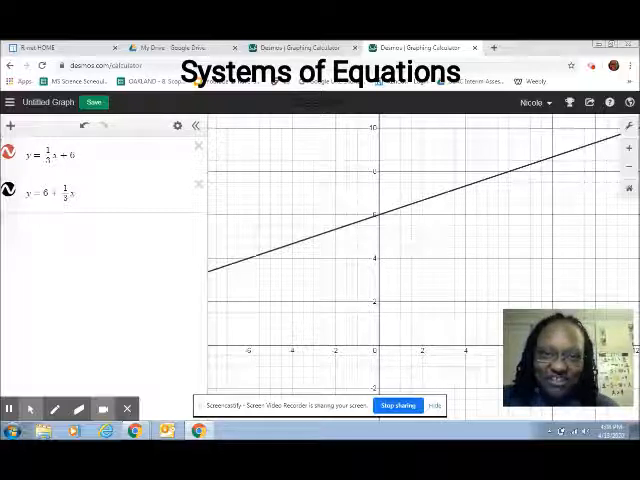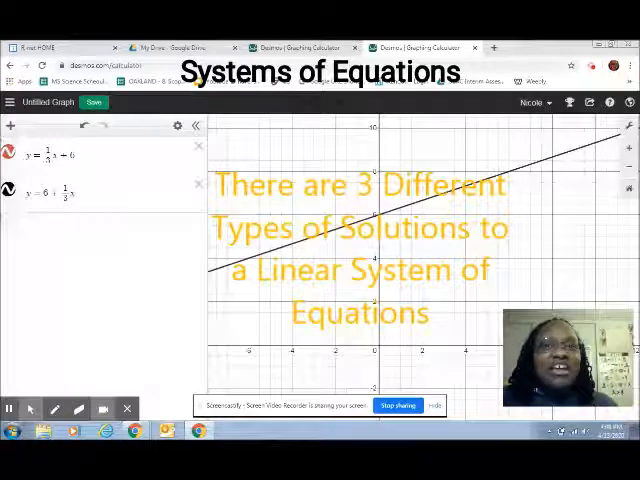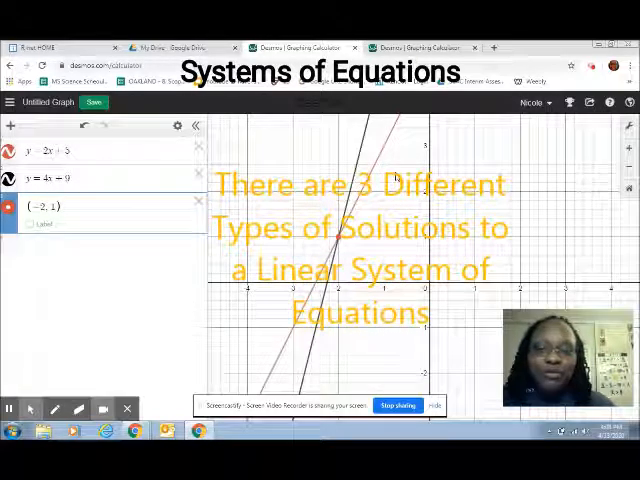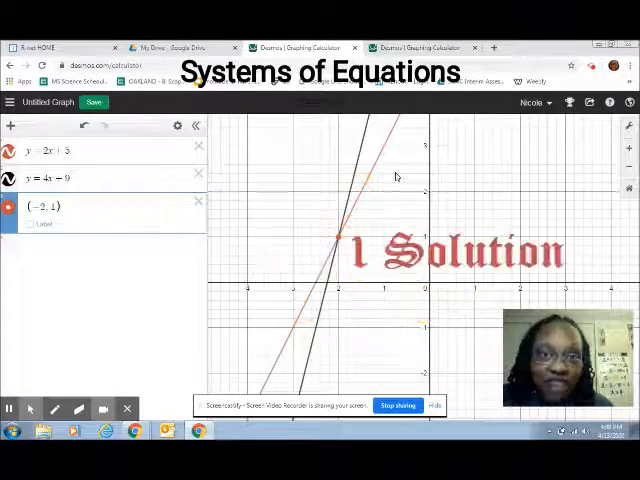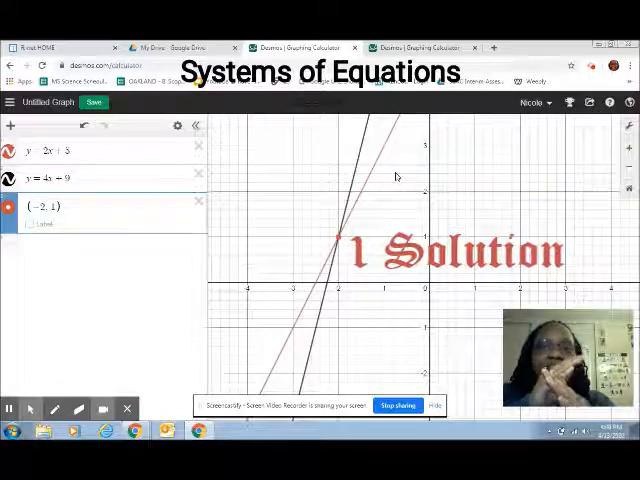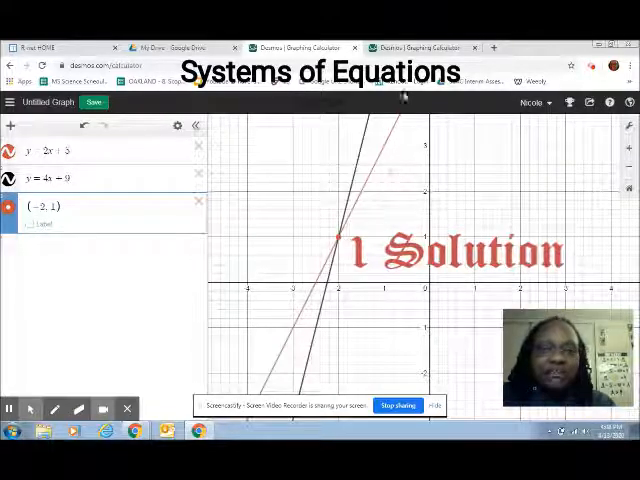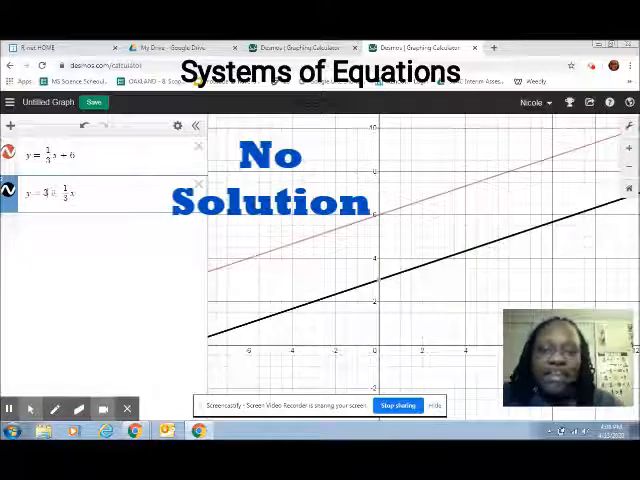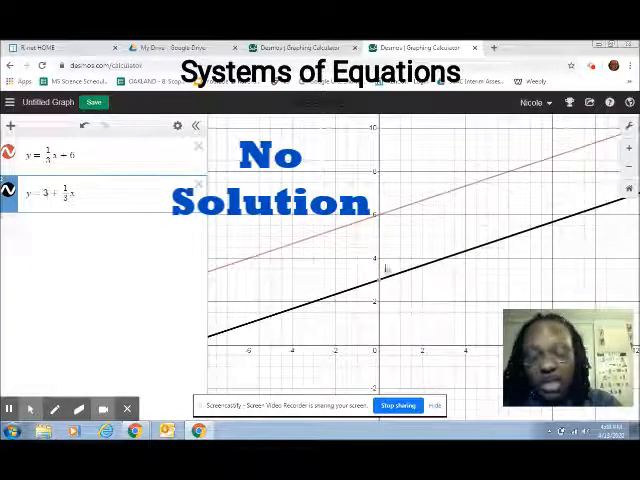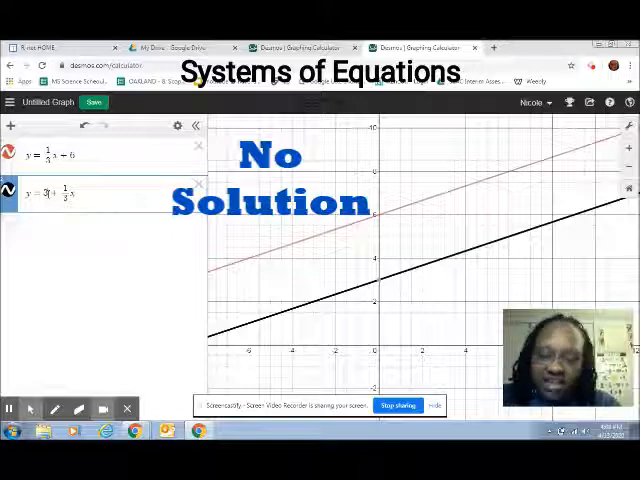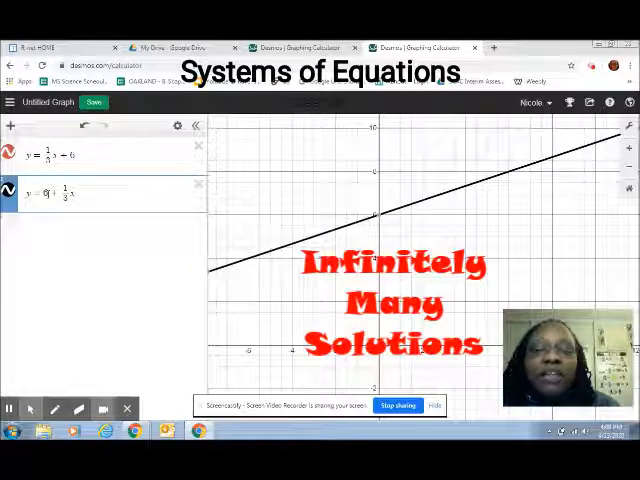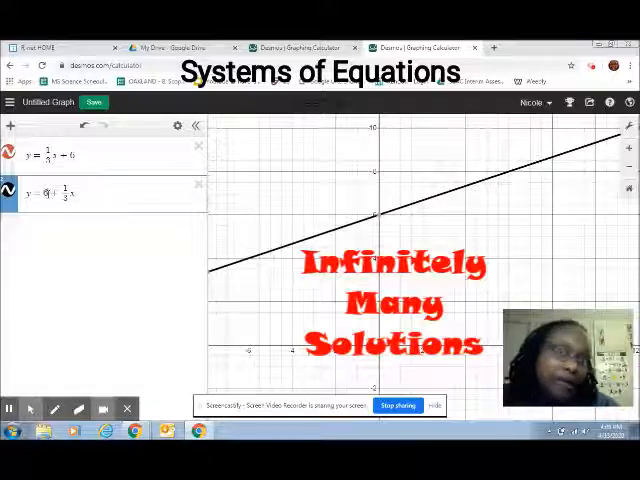So there you have it. We have 3 different types of solutions. The first type of solution is when there's only one solution, where there's one value for x and one value for y, where the lines cross each other. The next one is called no solution, where the lines never actually touch. And then the last type of solution is infinitely many, where the lines touch each other the entire time.